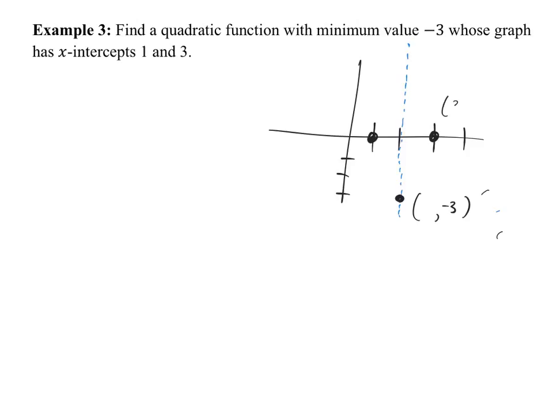Now, because I know that this coordinate is 3, 0, and this coordinate is 1, 0, what must the x value be for the vertex, obviously? It must be 2. 2 is equidistant from 1 and 3. What's another word for equidistant? It's the midpoint. 2 is the midpoint of 1 and 3. Everybody sees that, right? We all understand that mathematically?